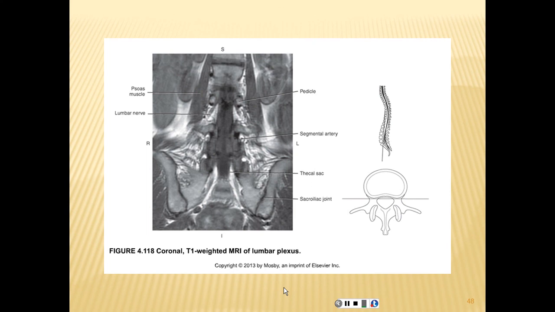And then we're down in the lower lumbar region. Understand the anatomy here. Psoas muscle, lumbar nerve. So that's a nerve extending from the lumbar region. You see the pedicle, the segmental artery. I doubt if you see that in the test. But the thecal sac and SI joint, fair game. The lumbar plexus arises from the ventral rami of T12 and L1 through L4. The lumbar plexus is situated on the posterior abdominal wall between the psoas major muscle and the transverse process of the lumbar vertebra.